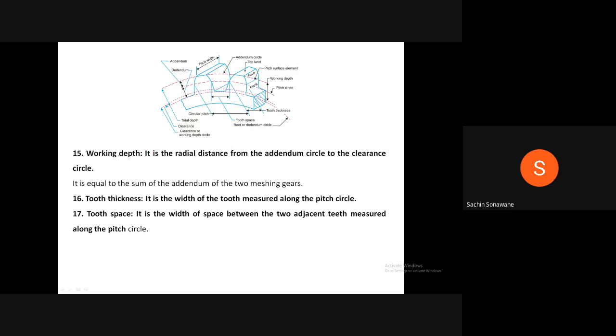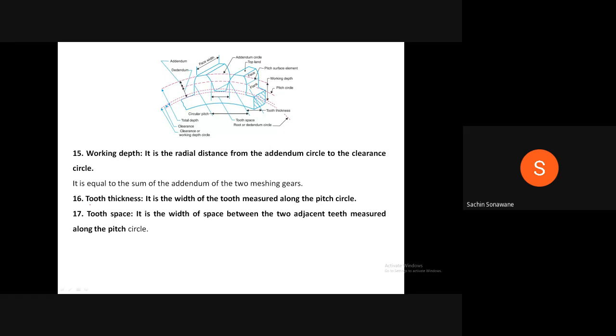Now working depth. It is the radial distance from the addendum circle to the clearance circle. It is equal to the sum of the addendum of the two meshing gears. Therefore, here working depth has been shown. It is the radial distance from the addendum circle to the clearance circle, or working depth is equal to addition of addendum of the two gears.